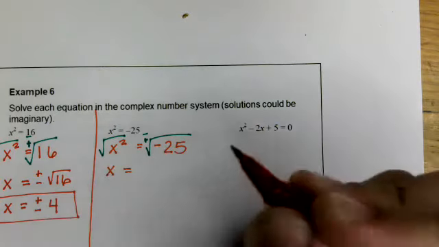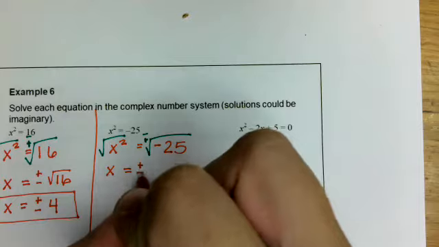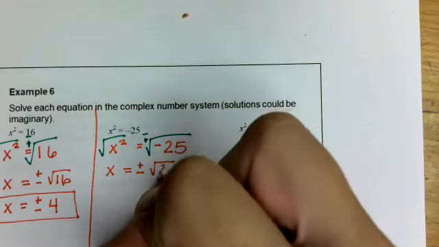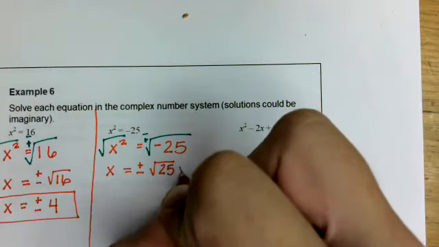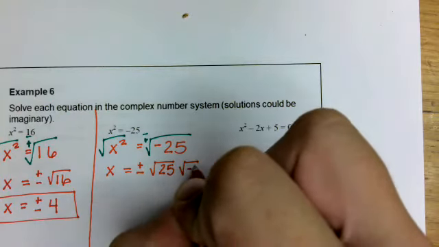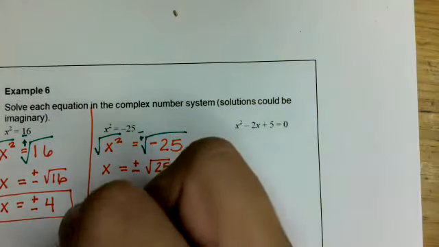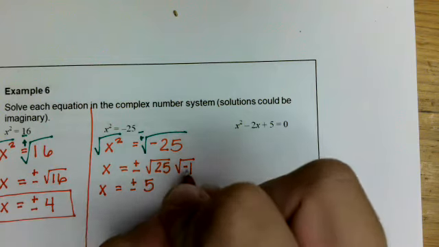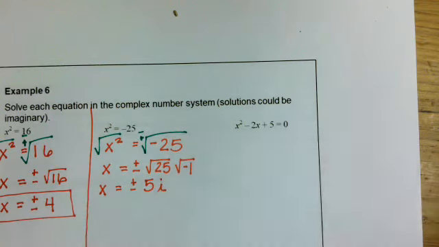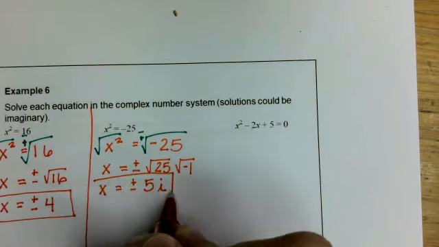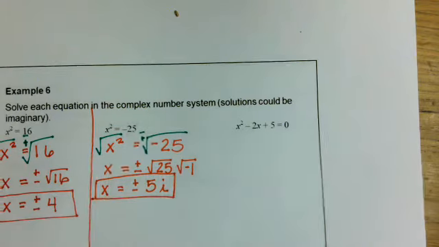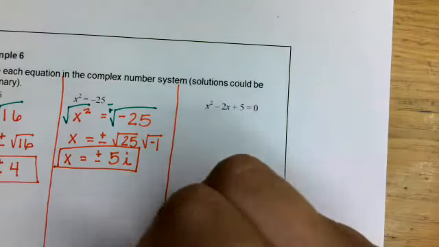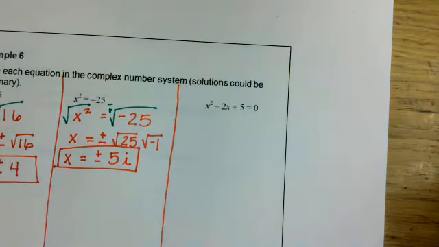So x is plus or minus, right? The square root of 25 times the square root of -1. If I rewrite that again, x is plus or minus, the square root of 25 is 5, the square root of -1 is i. So x is plus or minus 5i. You're done. Okay.